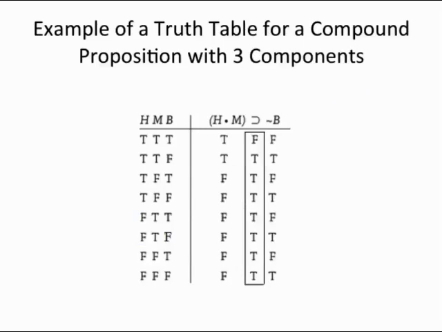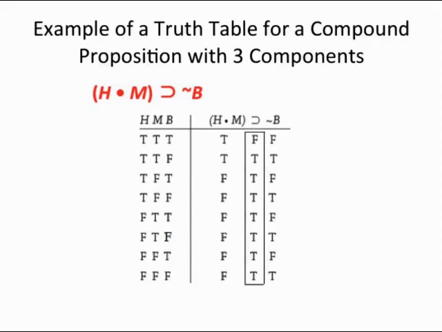Let's take a more complicated example, this time with three simple statements combined into a conditional statement that has a conjunction as its antecedent and a negation in the consequent. Because we have three simple statements, H, M, and B, we'll need to have 8 rows in addition to the header row in our truth table instead of the usual 4.